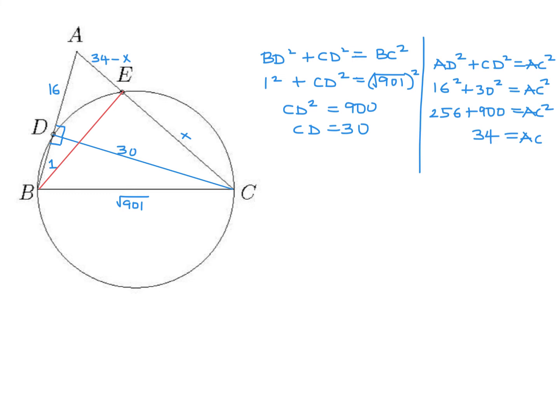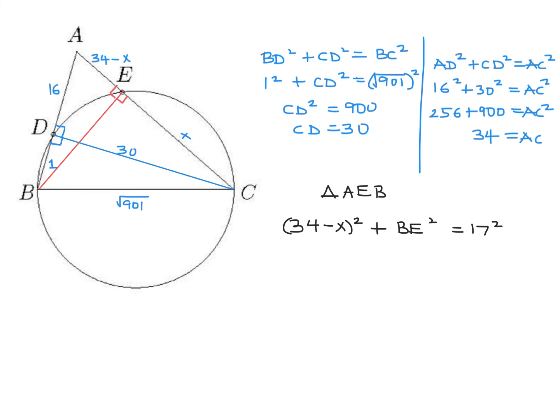Now, this triangle there is again a triangle within a semicircle. So that means that this is a right angle. And therefore, that is a right angle. Okay, so we again use Pythagoras, but this time on triangle AEB. So on that one, it would be 34 minus x squared plus BE squared. And that will equal the hypotenuse, which is 16 plus 1, which is 17 squared.